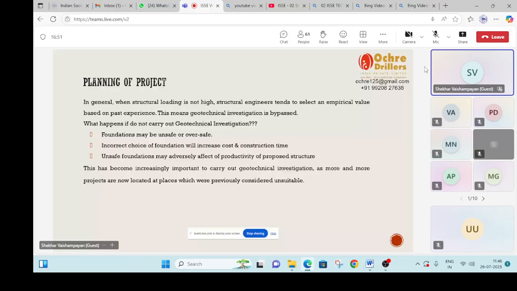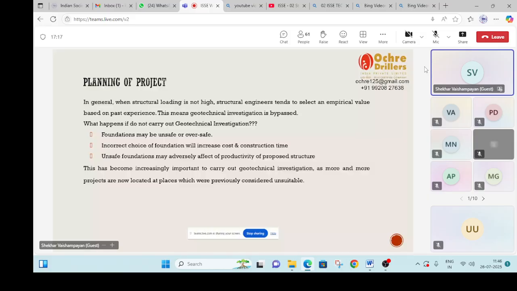In case of oversafe foundation, what will happen is, let's consider that the actual SBC is let us say 40 tons per meter square or 400 kilonewtons per meter square, and I select that as 250 kilonewtons per meter square. The footing size will be 1.5 times what is required. So that much concrete has gone. Steel has gone. That much extra excavation I have to do. I have to invest much more money to start with.